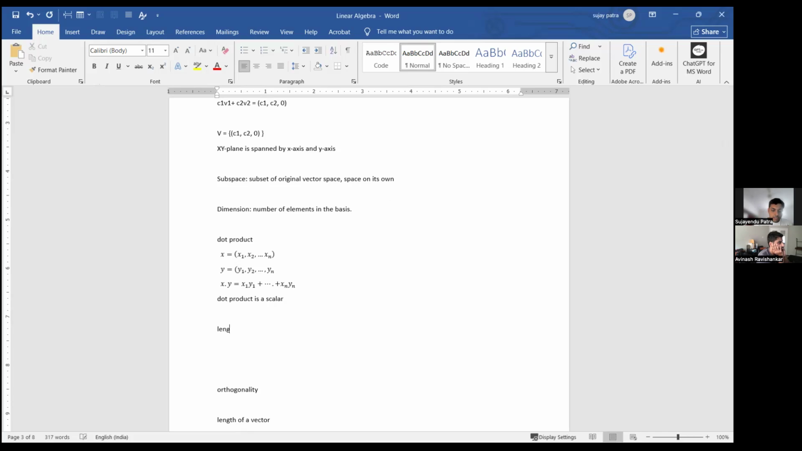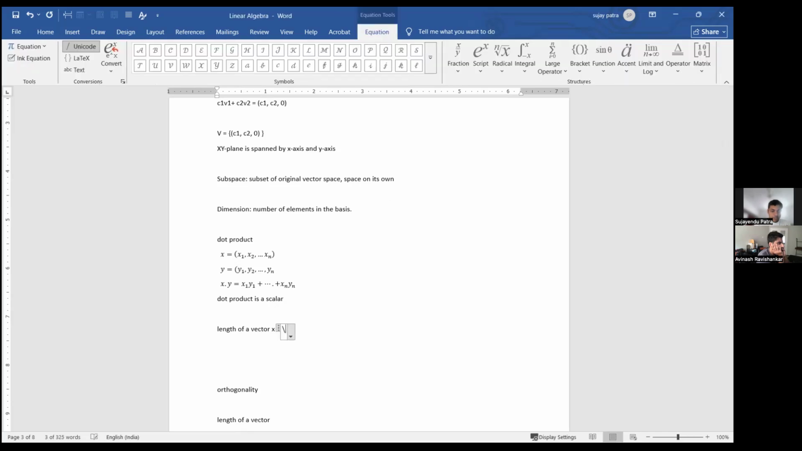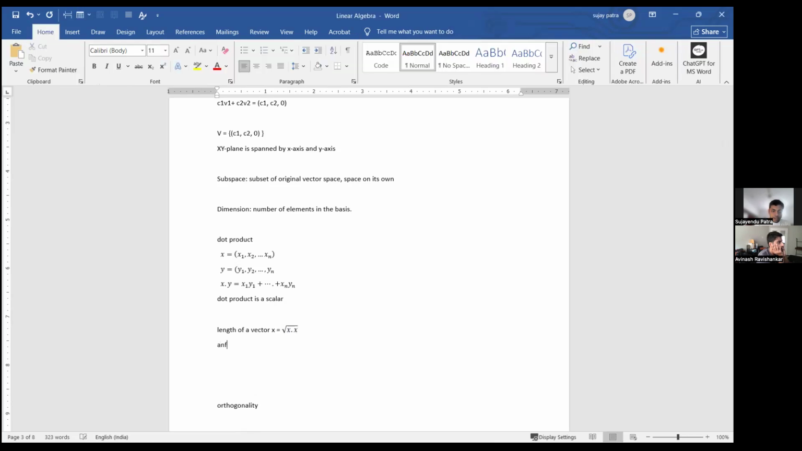The length of a vector x is the square root of x dot x. And I will explain what this means, with x and y.